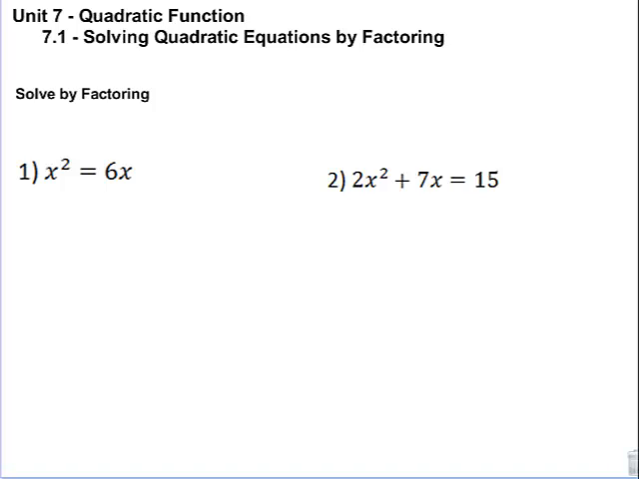So this is the start of Unit 7, Quadratic Functions, and today we'll be solving quadratic equations by factoring. So we refreshed ourselves on factoring last week Thursday in class, and then we even got to the part of solving when we had problems that were already factored. So if you recall, we need to get it equal to 0. So for this first problem, we are going to subtract our 6x so that it is equal to 0. So now we have x squared minus 6x is equal to 0.